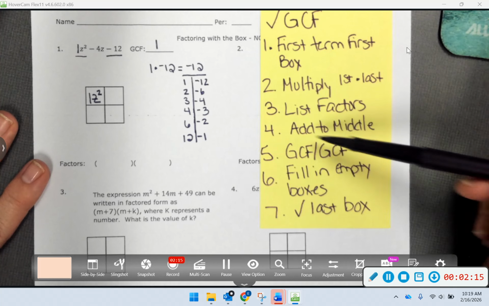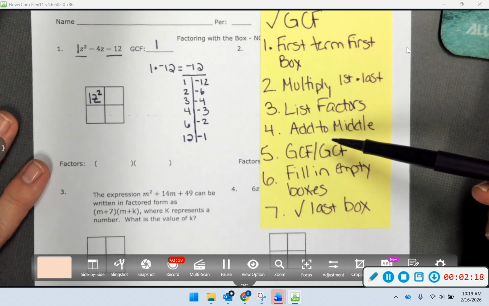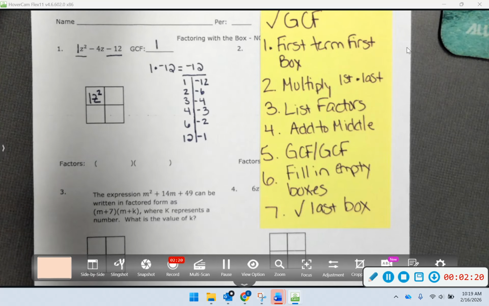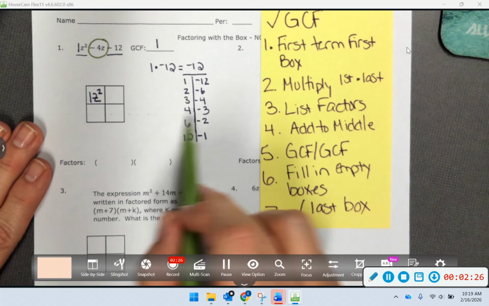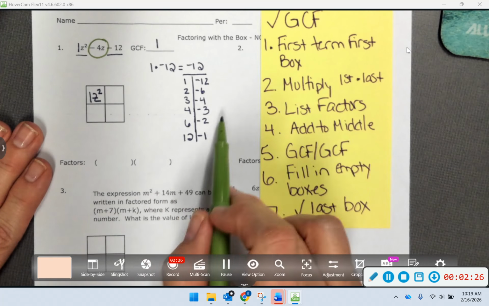Now we're going to look at all these factors, and I'm going to choose the 2 that add to the middle. So my middle term is a -4. So I want to know which of these sets of numbers add to -4. Well, 1 plus -12 is -11. Not it. 2 plus -6 equals -4. Winner, winner, chicken dinner. So these are the 2 numbers that I want to go in these 2 boxes, because these 2 numbers are going to add to -4. So I'm going to put a 2z in the top right and a -6z in the bottom left.